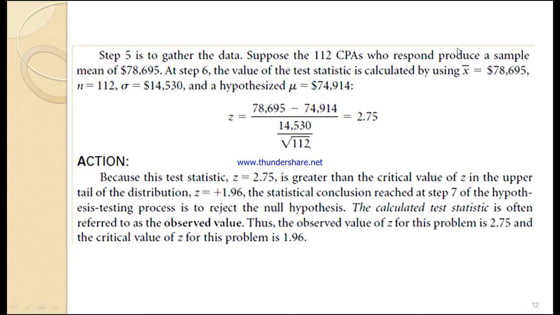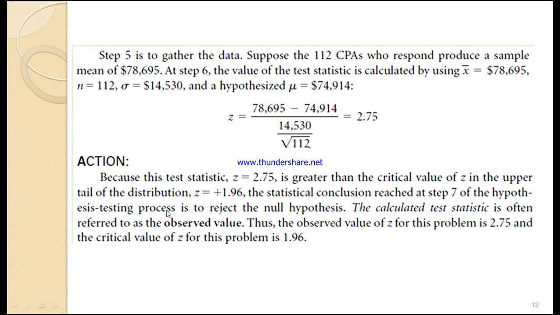Therefore, Z equals x bar, which is 78,695, minus mu, the population mean, which is 74,914, all over sigma, the population standard deviation, which is 14,513, divided by the square root of n, in our case 112. Finally, the Z value will be 2.75.